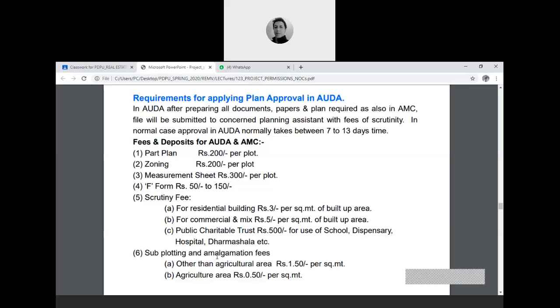If there is subplotting or amalgamation, so if you are dividing a single plot into two parts, let's say you do phase one of development, or if you are combining two plots and doing a project, there is a separate fee for that. If it's other than agricultural area, it was 1.5 rupee. I think right now it's about 5 rupees per square meter. And if it's agricultural land, where you're doing an agricultural plotting, it's about 1 rupee as of now. Old data. So, let's go ahead.